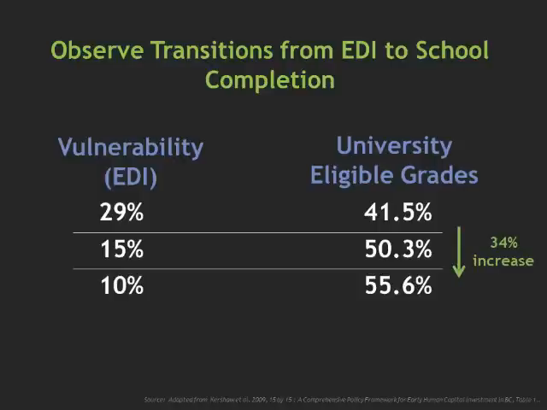If we drop vulnerability to 15%, that would go up to about 50%. And if we drop vulnerability to 10%, that would go up to about 56%. In other words, there would be a 34% increase in university-eligible grades. And this is important because these days about 70% of the new jobs that are coming into society require that level of high school leaving, right? So right now 40% are reaching the level, the economy is demanding 70%, and if we reduced EDI vulnerability, we could make up about half of the difference.